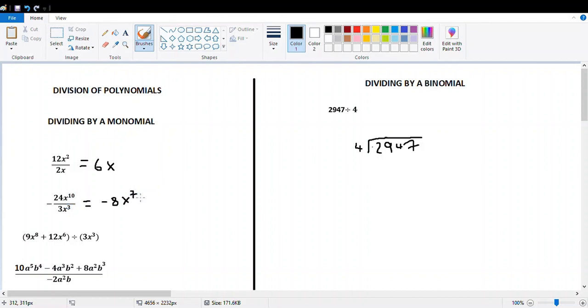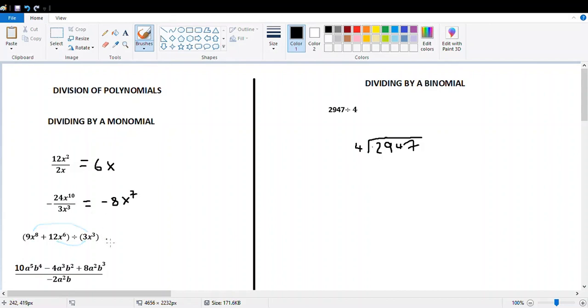Next example is a binomial divided by a monomial. When we are dividing a binomial by a monomial, we have to do it by parts. First with the first term and then with the second term.